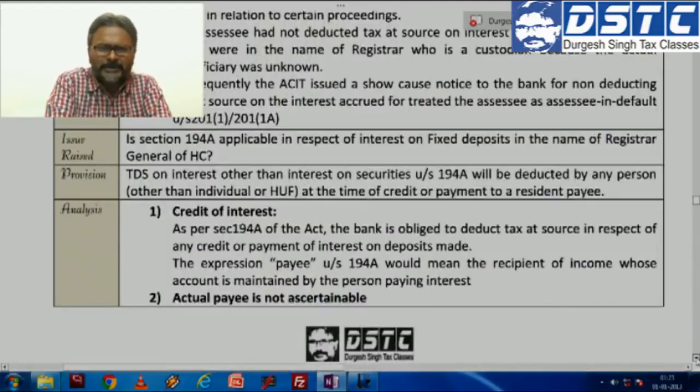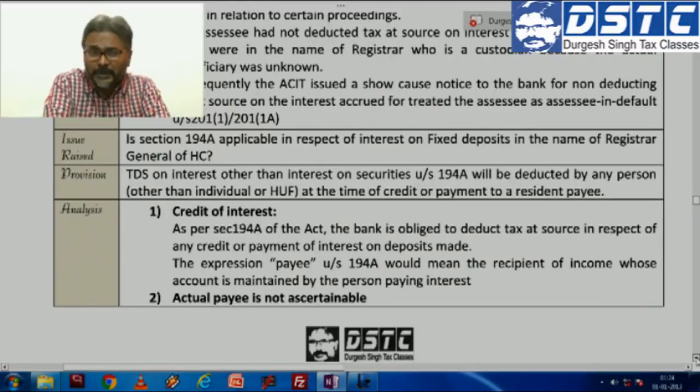And what was the judgment? The judgment said that, look, for the purpose of TDS, what is required is the payer and the payee. Who is the payee? Payee is a person who has the right to receive the amount. In this particular case, pending the judgment of the High Court, that amount is kept in the custody of the Registrar General of the High Court.